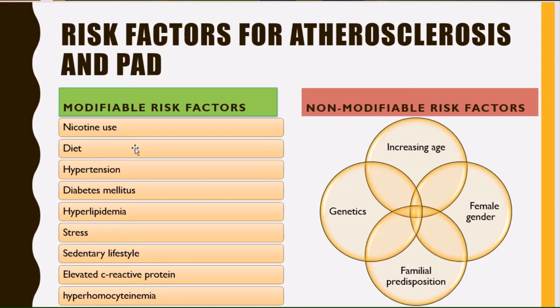So for example, some of the most common risk factors are nicotine use or smoking, diet, like high in fat, hypertension, diabetes, hyperlipidemia, stress, sedentary lifestyle, elevated C-reactive protein or CRP, and hyperhomocysteinemia.